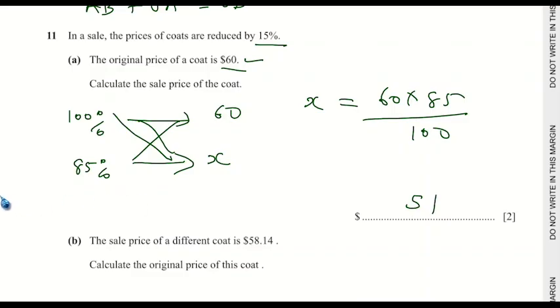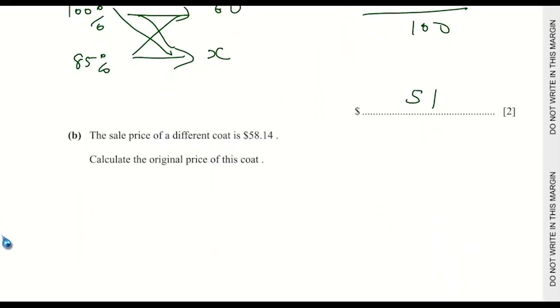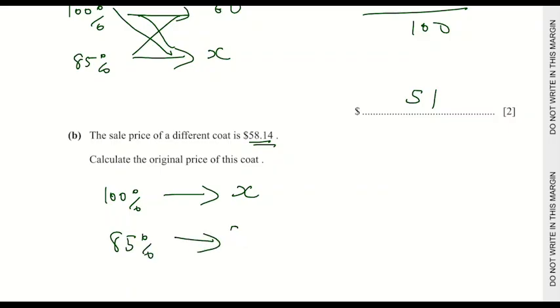Part B. The sale price of a different coat is $58.14. Calculate the original price of this coat. So the original price is always at 100%. So at 100%, we want to get the price, which is x. This particular one is also sold at 15% discount as stated up there. So that means it is at 85%. So we have 58.14. You cross multiply again and make x the subject of the formula.